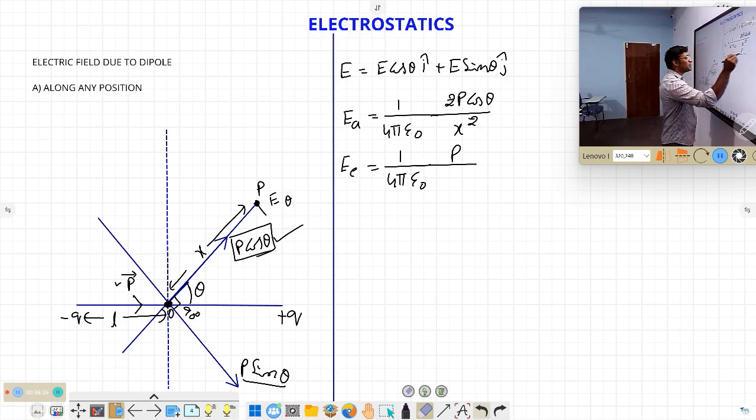Yes or no? What is the dipole moment? Only P is there, there is no 2. Just before, we did the derivation, so P. In the case of P, which component is effective? That is P sin theta.